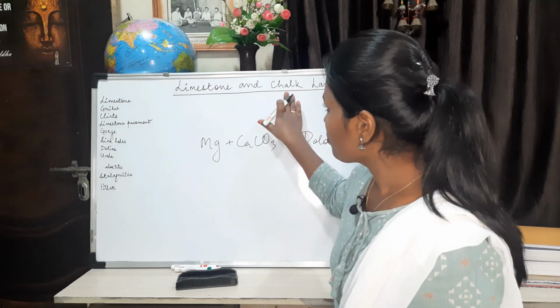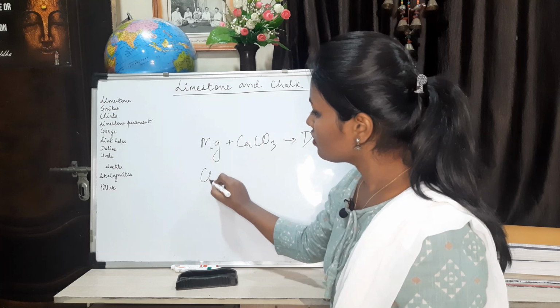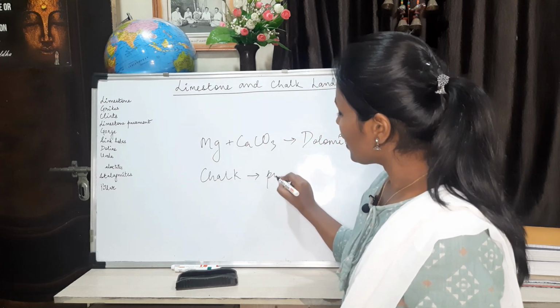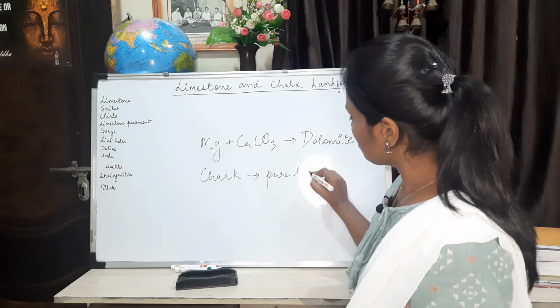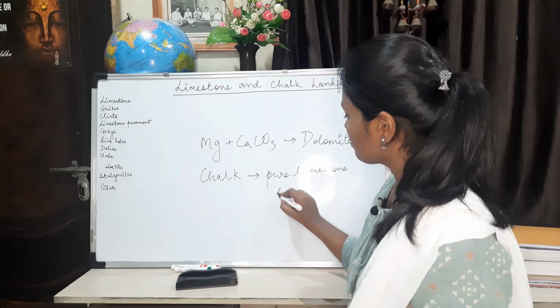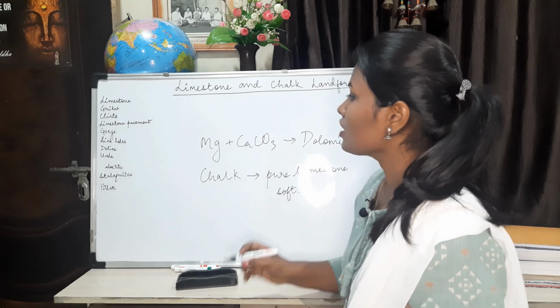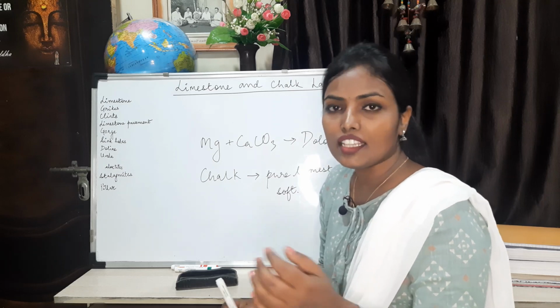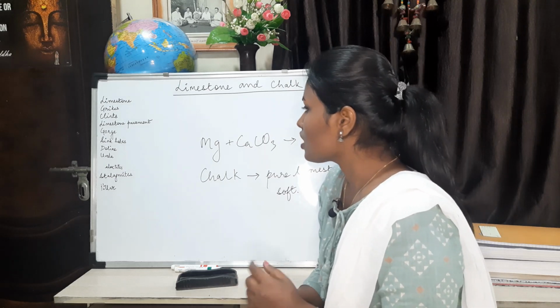Then the other compound we are talking about is chalk. So chalk is the purest form of limestone, which is softer in nature. Okay, so now we are ready to know how the process occurs and how the new types of landforms are formed.